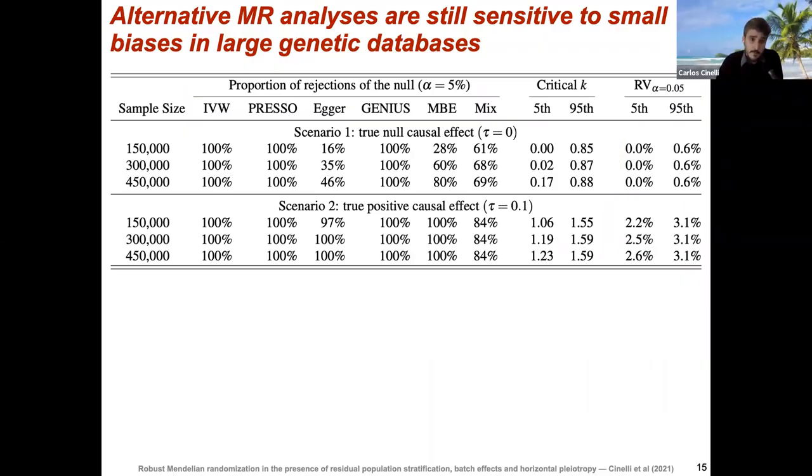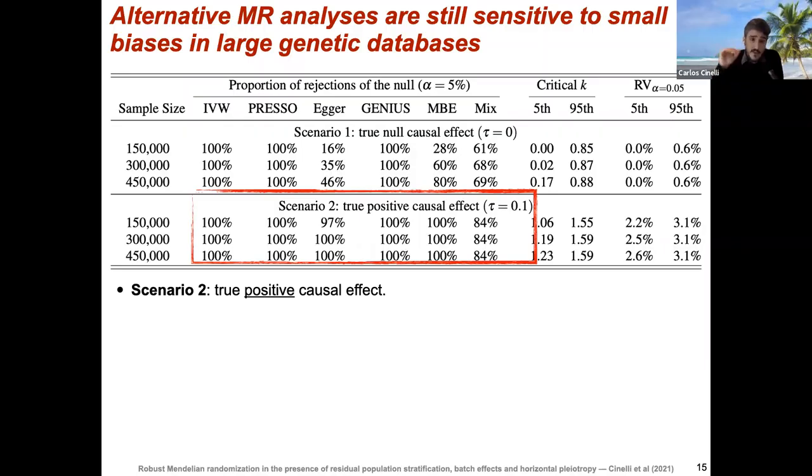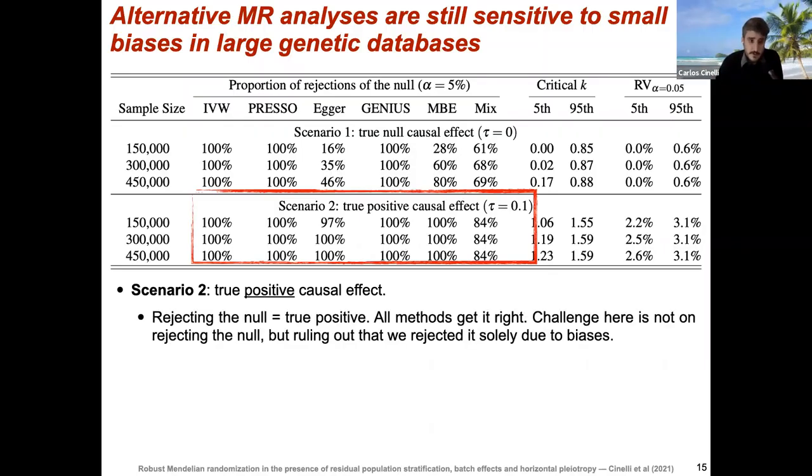Okay. So now let's move to the second scenario where we have a true causal effect. So we have a true positive causal effect. So here, rejecting the null is good. It's a true positive. So all methods, of course, are going to get it right. They already rejected the null when there was no causal effect. So when you include a true causal effect, it will, of course, continue to reject the null and at a higher rate.